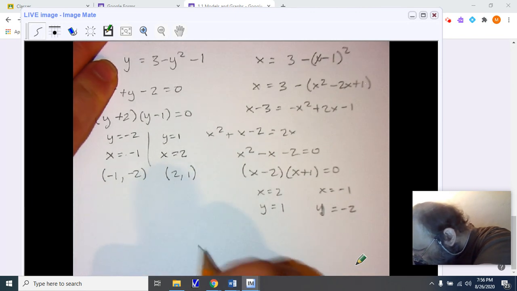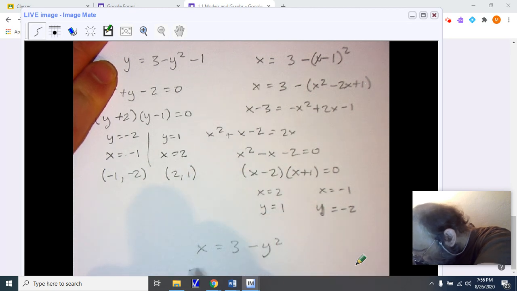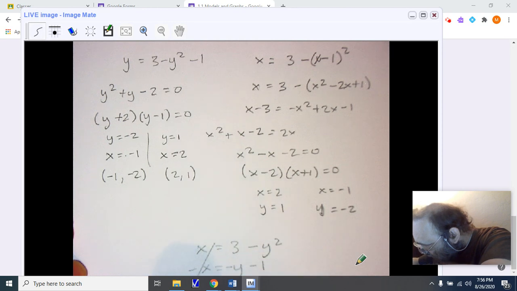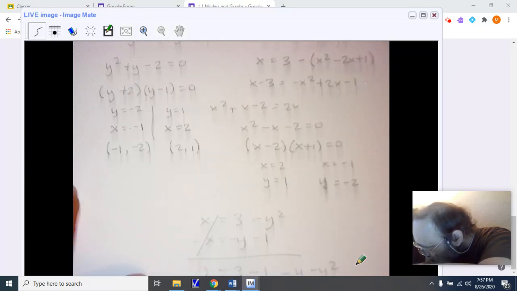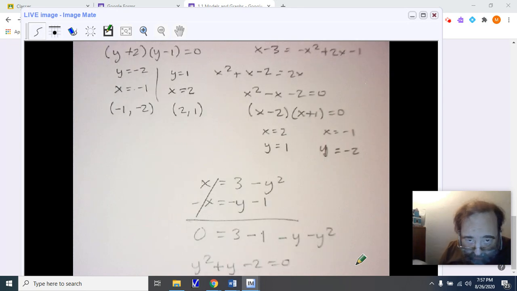Now, the last option that we have is trying to do linear combination. Linear combination means that I'm going to want to combine the two curves, and I'm allowed to do it even though I have a quadratic. The one thing I want to do is make sure that I move things around so that I can add like terms, and I now have 3 minus 1 minus y squared for y squared plus y minus 2 equals 0, and we're right back to where we were up top.